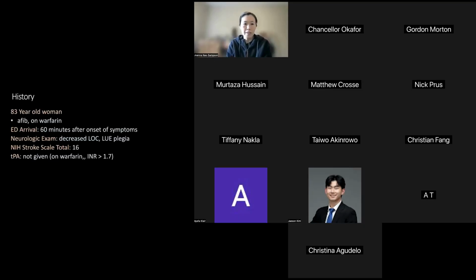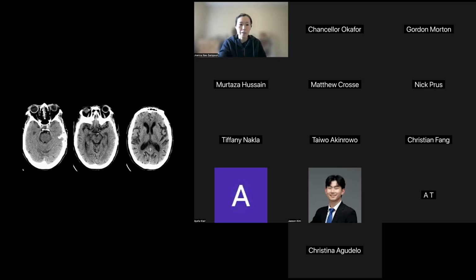And case 2 is an 83-year-old woman with atrial fibrillation who presented to the ED an hour after the onset of stroke symptoms. She had left upper extremity weakness, but also decreased consciousness. Her stroke scale score was fairly high at 16. She was on warfarin and therefore was not given thrombolytics.